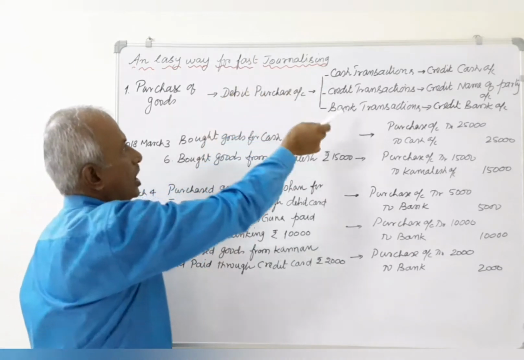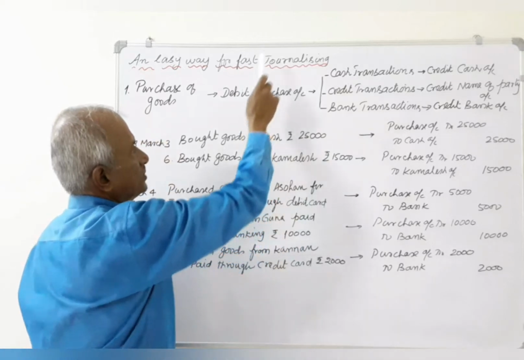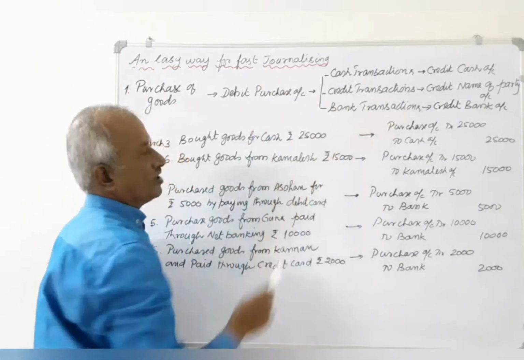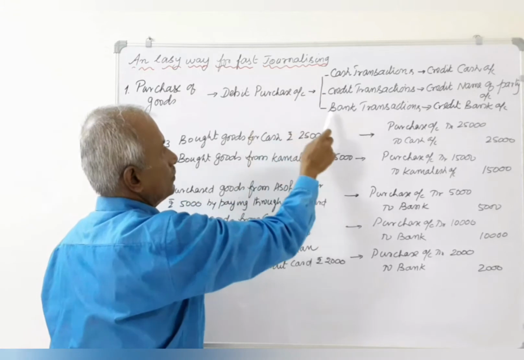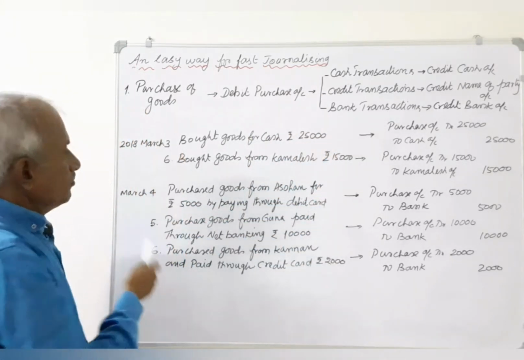So the journals are purchase account debtor to cash for cash transactions, purchase account debtor to name of the party for credit transactions, purchase account debtor to bank for bank transactions. Let us see some of the examples.